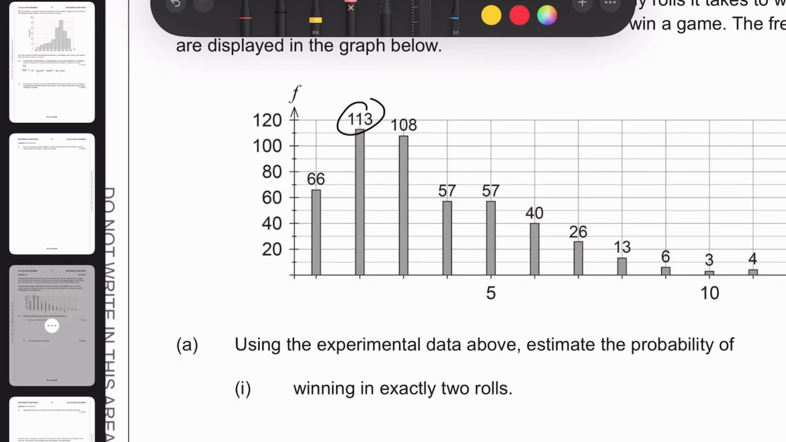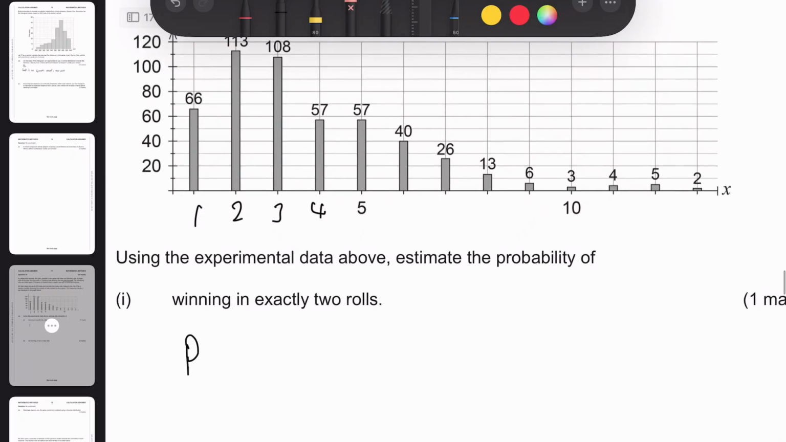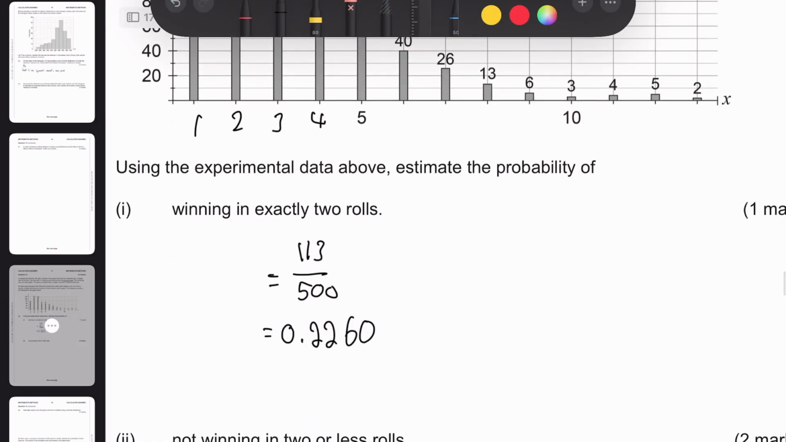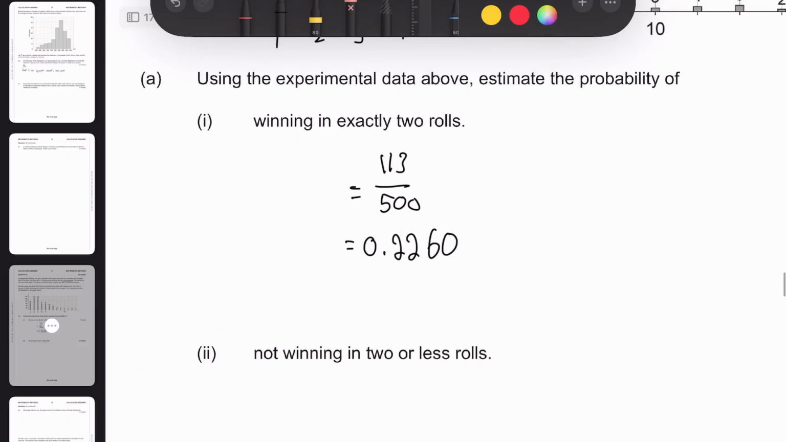Okay, well then this here, this is 5 roll 3 2 1. And probability of winning is just going to be equal to 113 on 500, which is going to be 0.2260. Okay, let me double check. Yeah, okay. Not winning in 2 or less rolls.